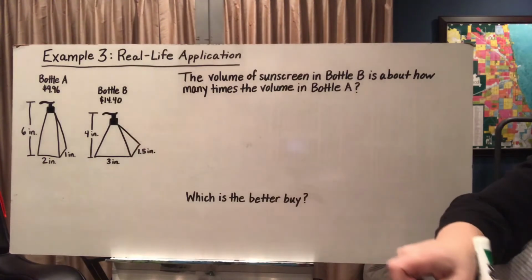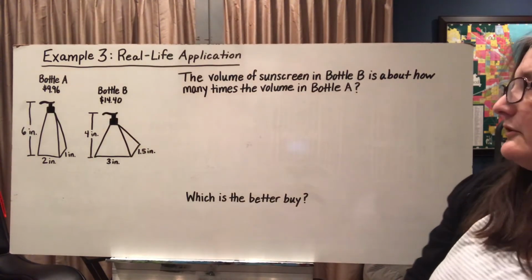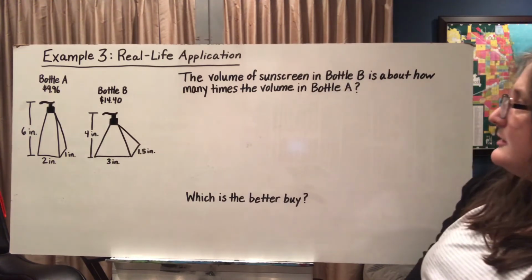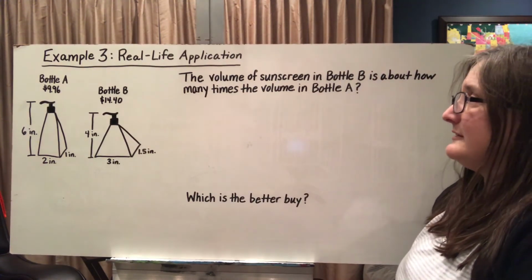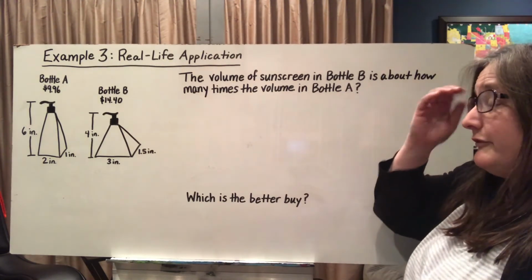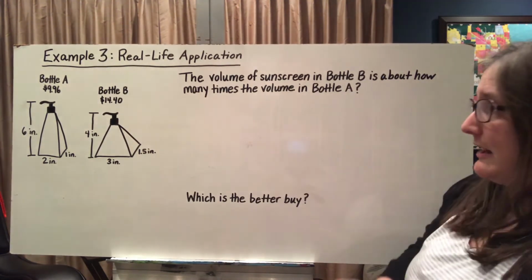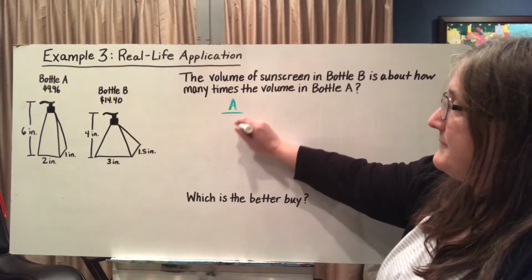Let's take a look at a real-life example. So here we have 2 bottles of sunscreen. The volume of sunscreen in bottle B, they want to know how many times is it the volume of sunscreen in bottle A. So first let's find the volume of these 2 bottles of sunscreen. So we'll start with bottle A.